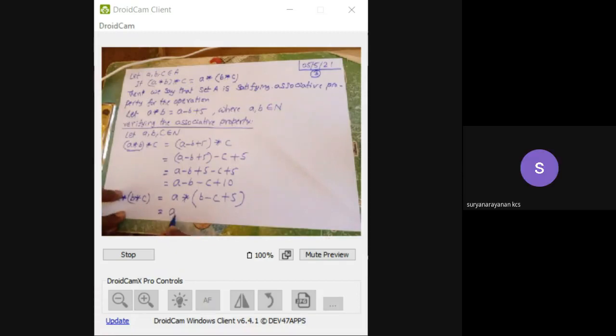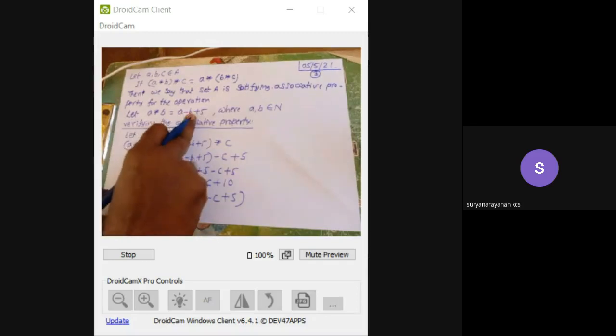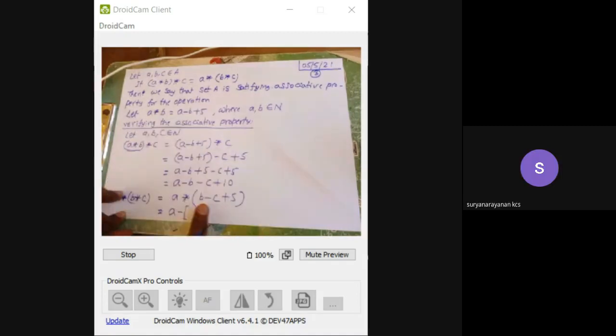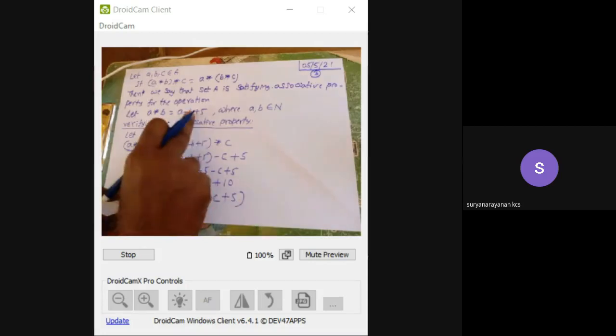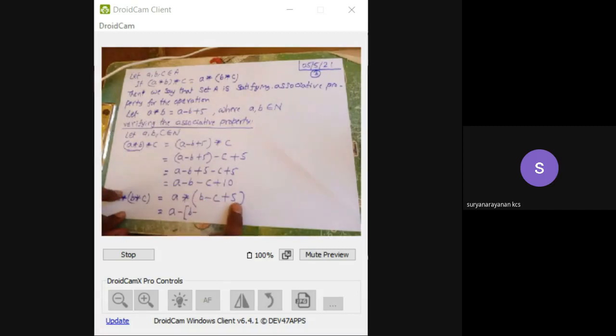No. A minus first number minus the second number. What is the second number here? B minus C plus 5. We should use brackets. We have to use our common sense here. We are substituting this value in the place of B, so we have to write brackets. A minus, bracket, B minus C plus 5. And what should we write here? Plus 5, sir. Very good, Blessina. Understood this step, my dear children?